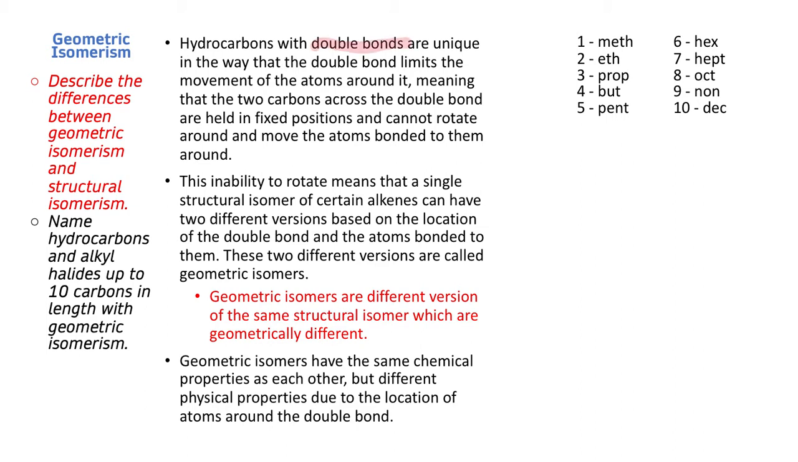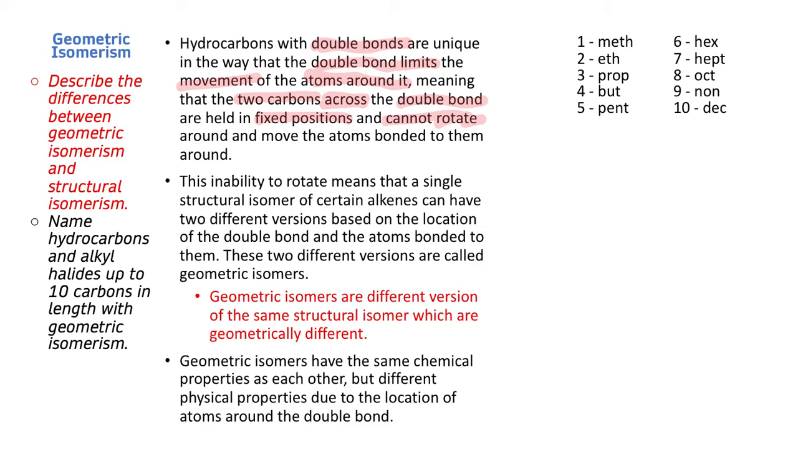Hydrocarbons with double bonds are unique in the way that the double bond limits the movement of atoms around it, meaning that the two carbons across the double bond are held in fixed positions and cannot rotate. Our alkanes, the single bond between carbons, can rotate, which means that all of the atoms attached to those carbons can rotate around, but double bonds do not allow that rotation, right?